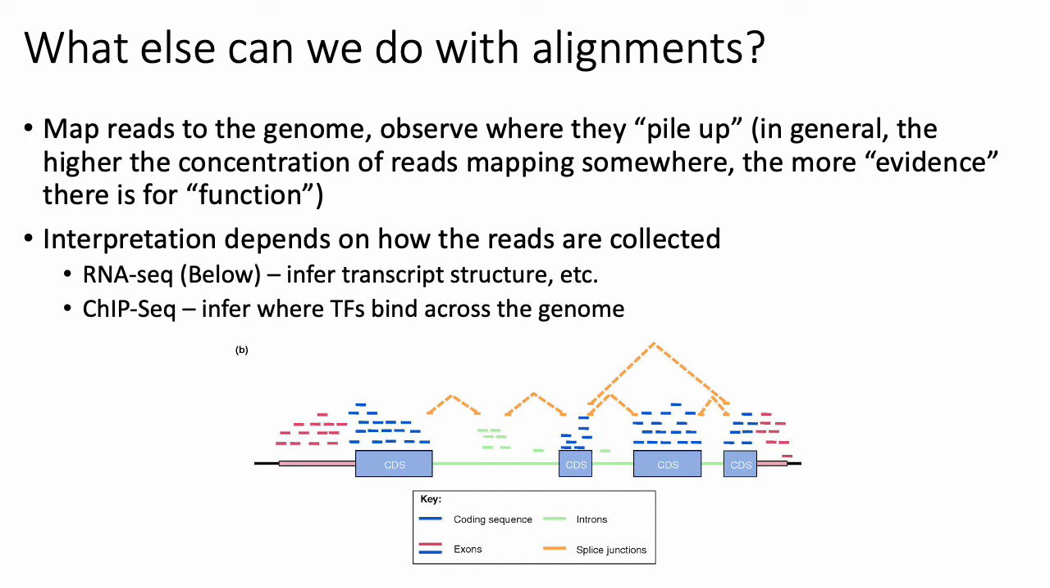For other experiments, like for epigenomic assays, those reads tell you where potential enhancers or regulatory elements are. So where these reads pile up gives you some evidence of, maybe not perhaps function, but at least, in this case, expression happening at that locus in the genome.